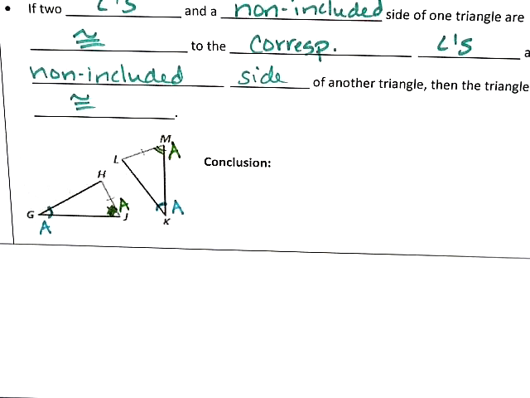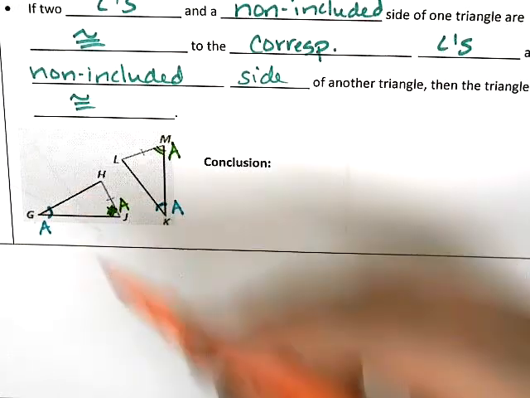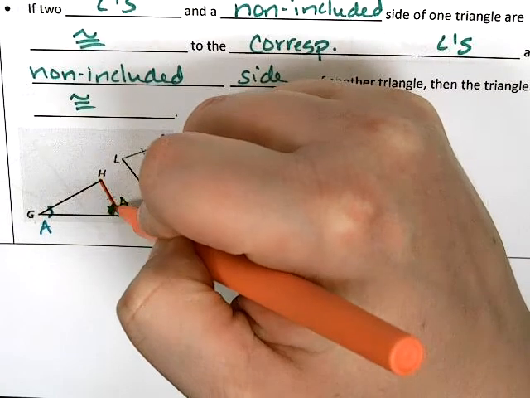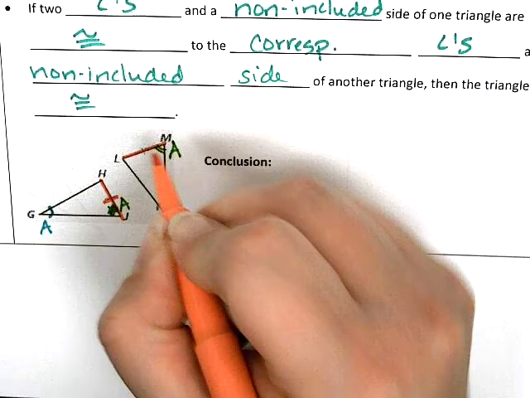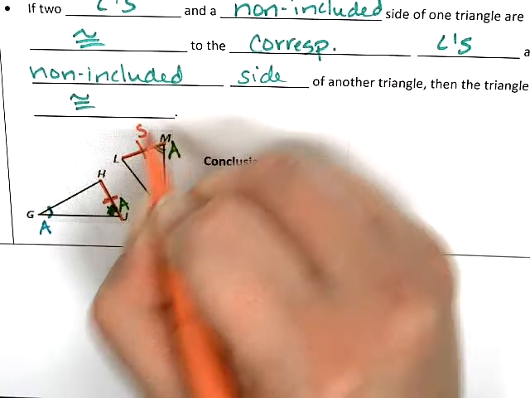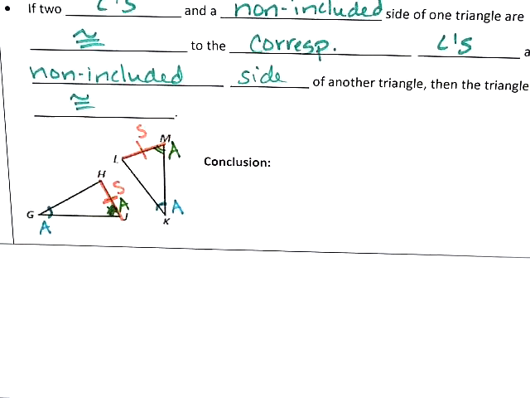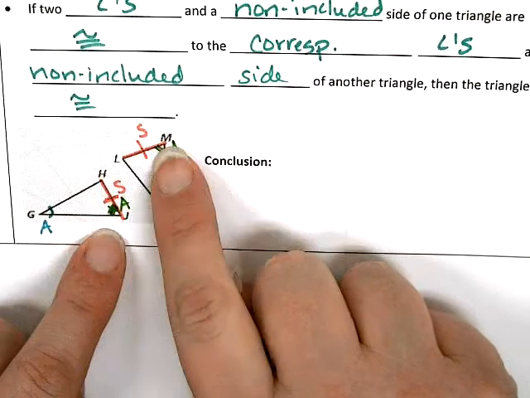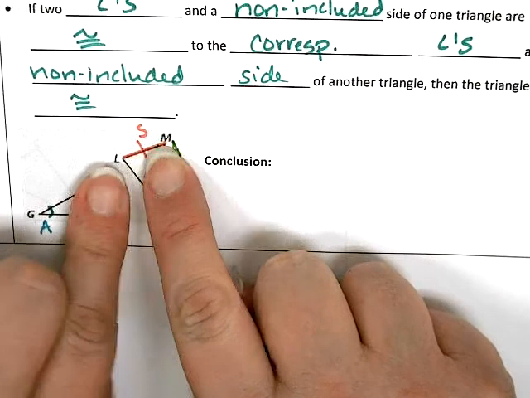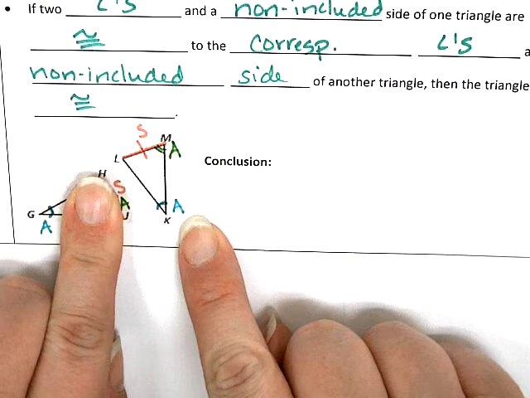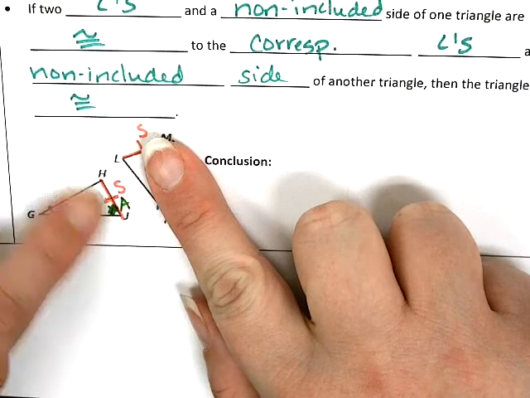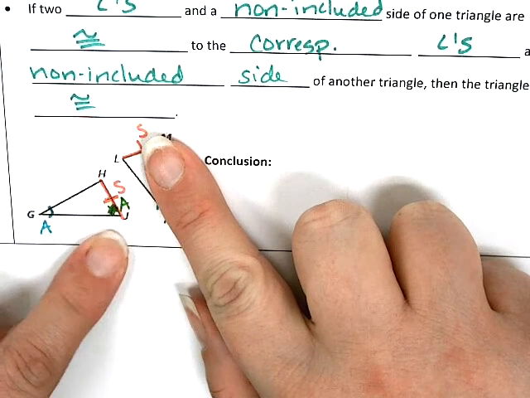But then look at the sides that are marked congruent. I've got HJ marked congruent to LM. So I'm going to put an S there to show that that's my side. But take a look at that. LM, let's look at this triangle first. LM is not included between my two angles. And look at this one. HJ, not included between my two angles.